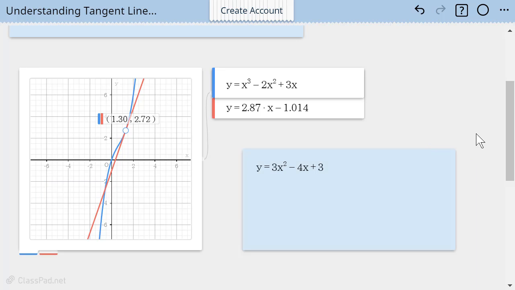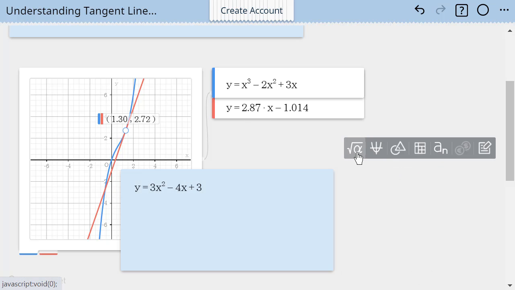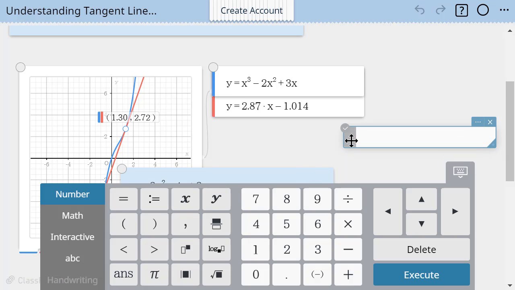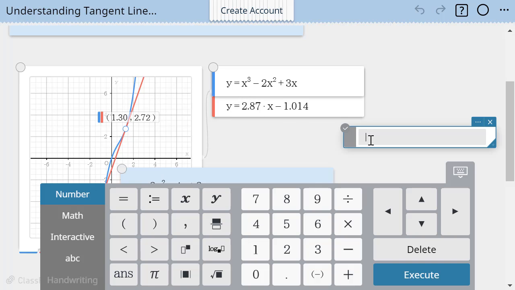And so what we're trying to help students understand is that the slope of this tangent line at that value of 1.3 is determined by plugging that value of x into the derivative. So let's pull up a calculate sticky and actually do that. Here's my derivative equation that I'm going to plug this x value of 1.3 into. So let's evaluate the first derivative at that value of x, and I should get 2.87.